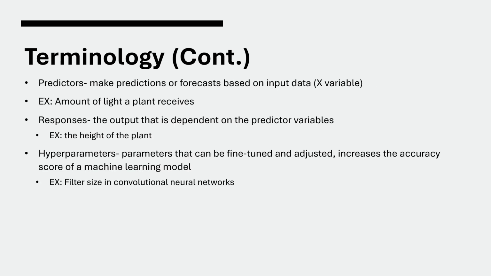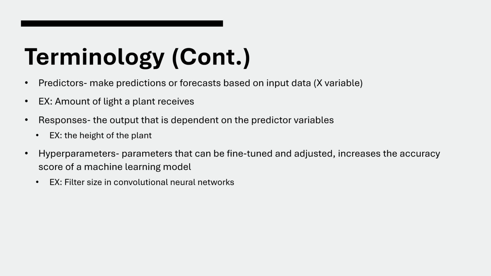Variables: the model makes predictions or forecasts based on input data, or the X variable, and it then analyzes historical data and learns its patterns, which can then be used to predict future outcomes or trends. An example of this can be the amount of sunlight a plant receives. And for responses, it's the Y variable, and it's the output that is dependent on the predictor variable. So same example, the subject is a plant, and the response variable could be linearly related to the amount of sunlight it receives, and that would be the height of the plant.